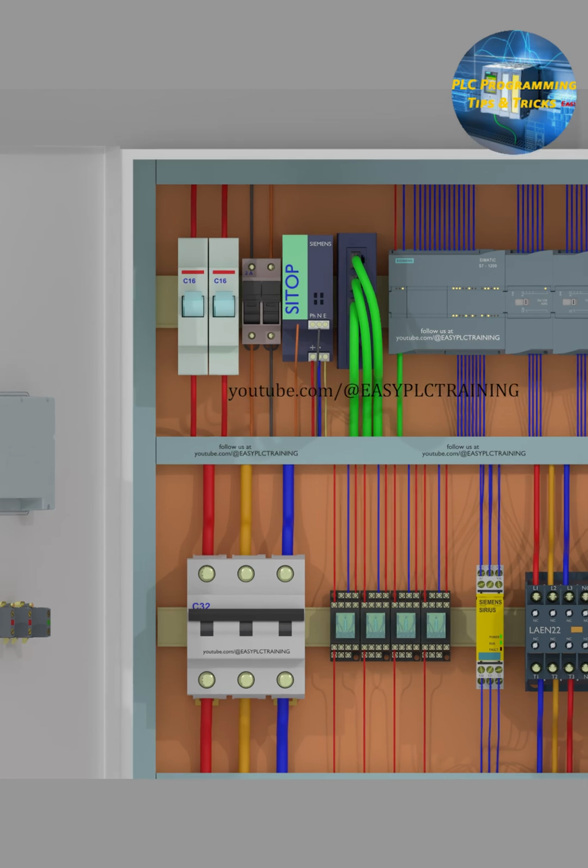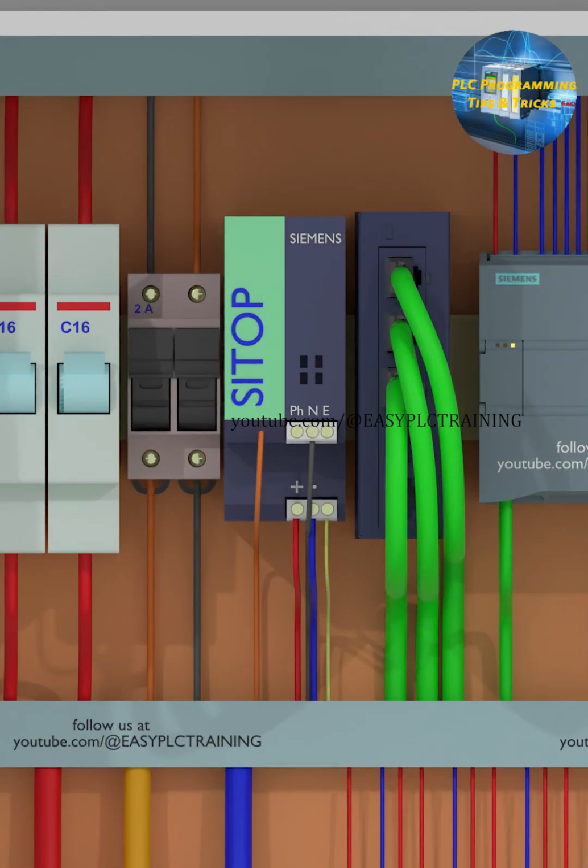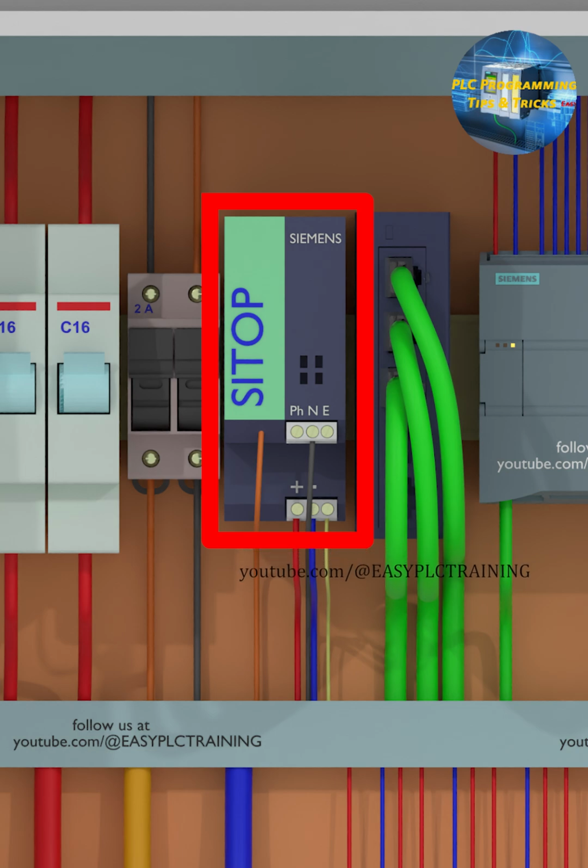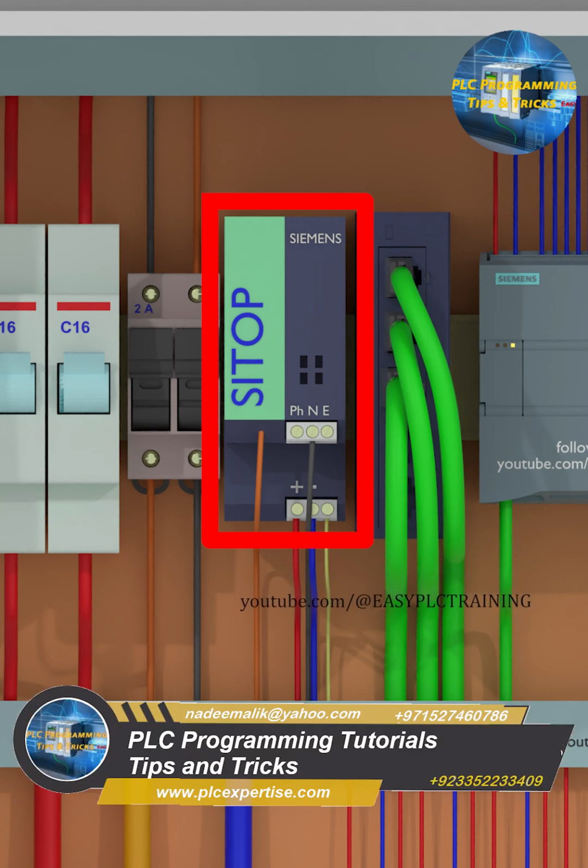Next comes the power supply. Most PLCs operate on 24V DC, so the panel converts the incoming AC voltage into clean and stable 24-volt power. This powers the PLC CPU, modules, sensors, and relays.